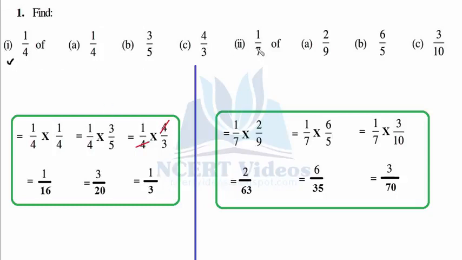Now here 1 by 7 of 2 by 9, 6 by 5, 3 by 10. So again writing it down, you know it very well how it is done. Now 2 into 9 sevens are 63. Now here 6 ones are 6, 7 fives are 35, nothing can be cancelled. Again 3 over 70. So these all are proper fractions. So this was the question number first.